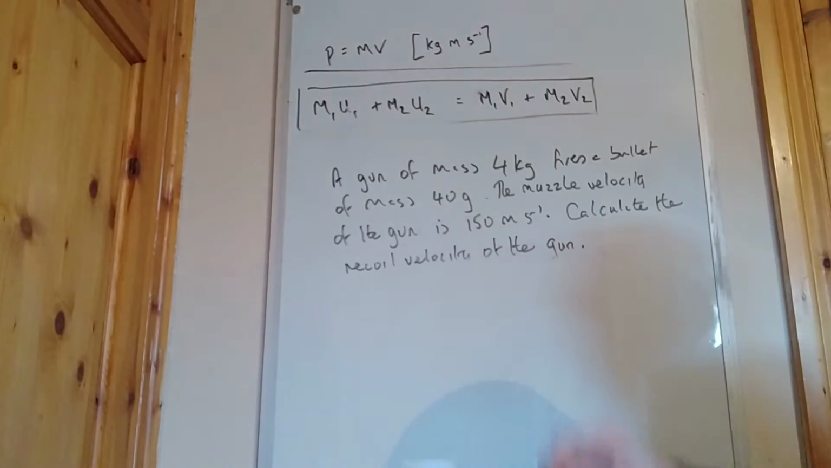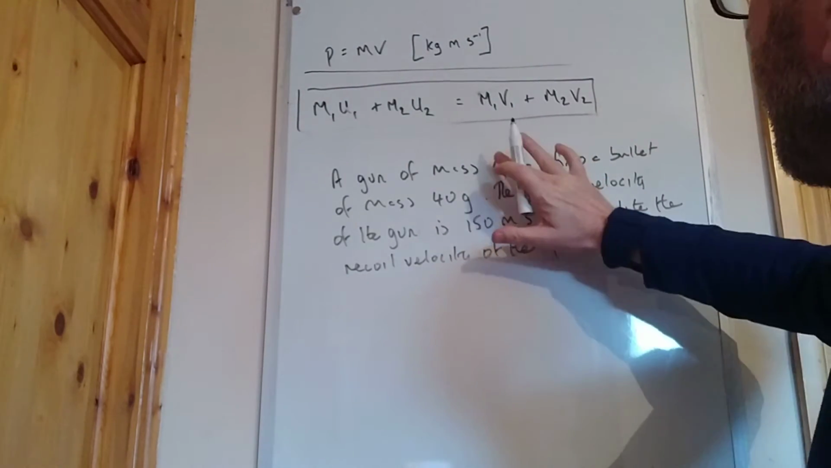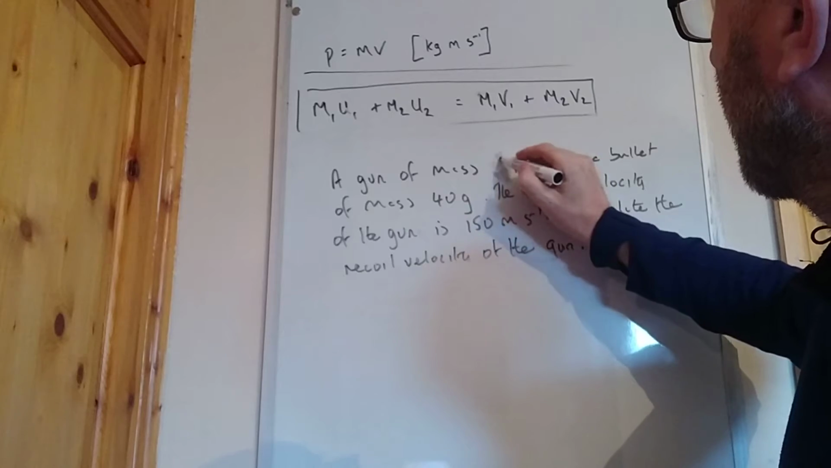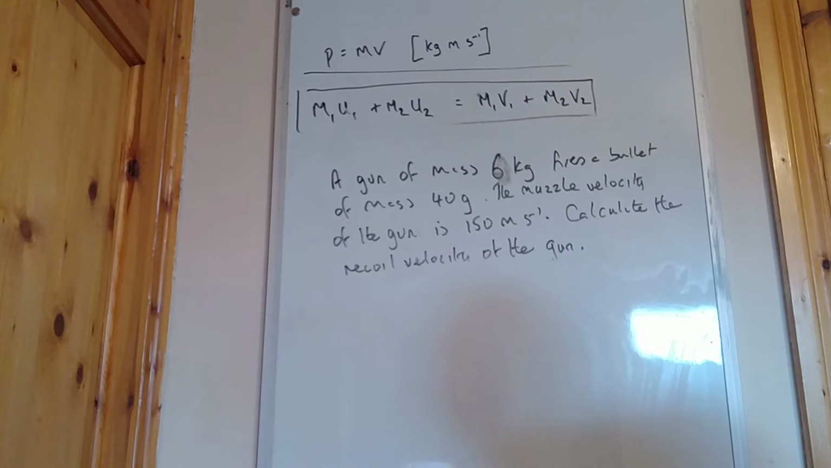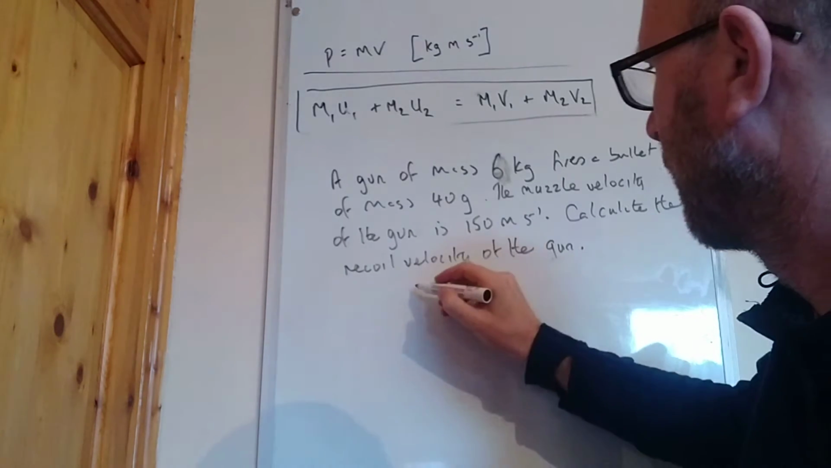Okay, so here's the second one. Actually, I'm going to change the mass of this to 6. Okay, so a gun of mass 6 kilograms fires a bullet of mass 40 grams. The muzzle velocity of the gun is 150 meters per second. Calculate the recoil velocity of the gun.